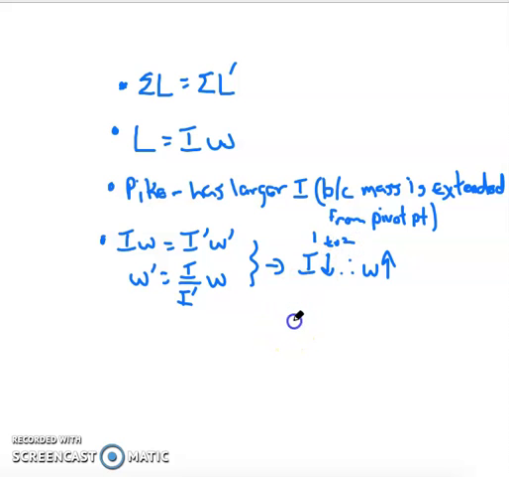And then make another statement from 2 to 3. You don't have to reiterate all this. It's the same argument. I goes up again as they go back into the pike. Therefore, omega goes down.